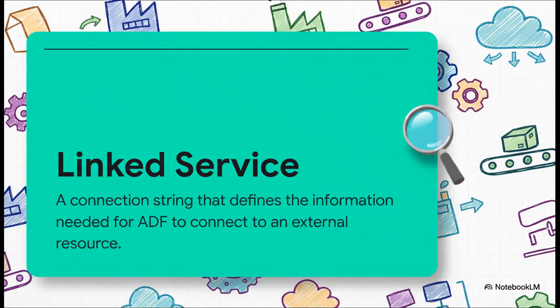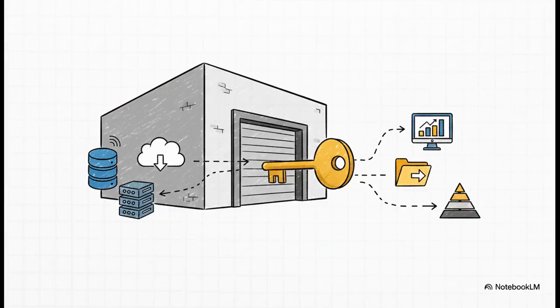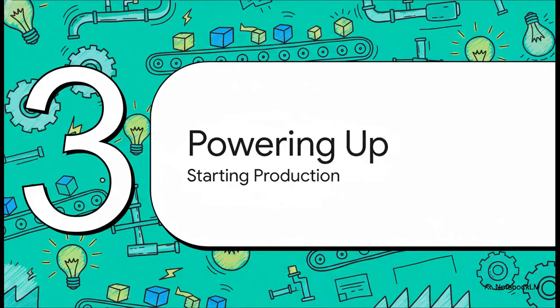Last piece of the blueprint. How does our factory actually connect to the outside world? You know, to get supplies and ship products? That's the job of a linked service. It's basically the connection string. It holds all the secret handshakes and passwords ADF needs to talk to other systems. Think of it like this. A linked service is literally the key to the factory's loading dock. It's what gives you secure access to your suppliers, your data sources, and lets you ship your finished goods to your customers, your data destinations. Okay, our blueprint is solid.